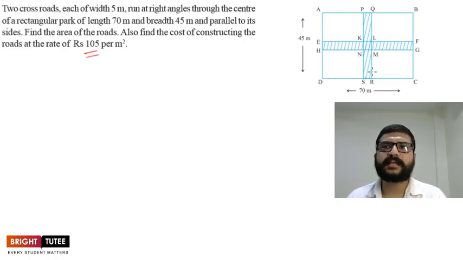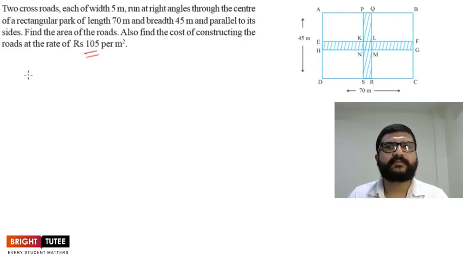These roads are rectangular in shape and we know area of rectangle is length into breadth. So here let's consider rectangle PQRS first. How we can find its area? It will be length into breadth. So here SR is equal to 5 as it is given. Width of roads is 5 meters. So SR is 5, and what about PS? PS will be 45 meters as it is given that roads are parallel to the sides of the rectangular park.